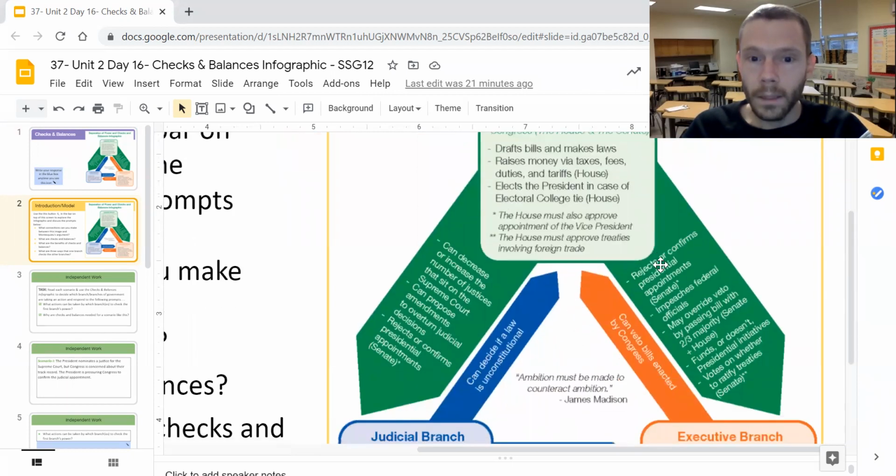And if we look at the flow chart, they can reject or confirm a presidential appointment, and that's the power of the Senate. They can impeach a federal official, such as a president, if they were to violate their constitutional duties. And they can override a presidential veto by passing a bill with a two-thirds majority in both the Senate and the House. Likewise, the executive branch can serve a check on the Congress by vetoing any of the bills that are passed by the Congress to make that bill not become a law right away.